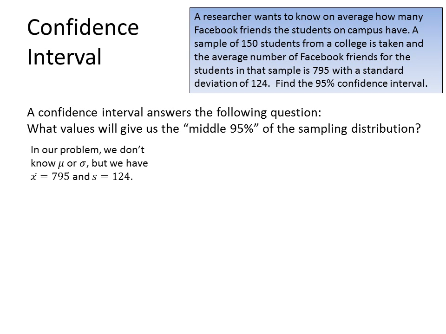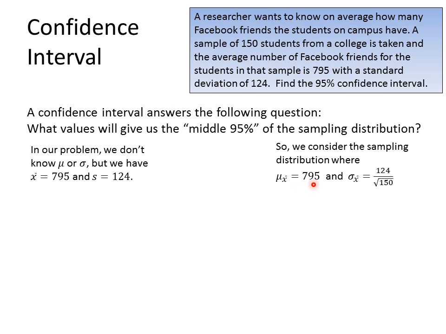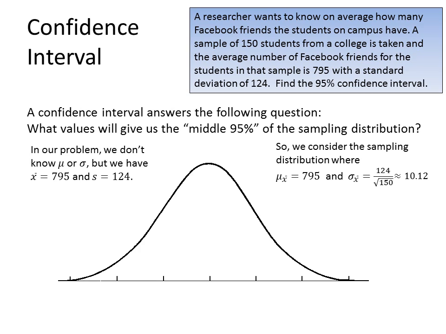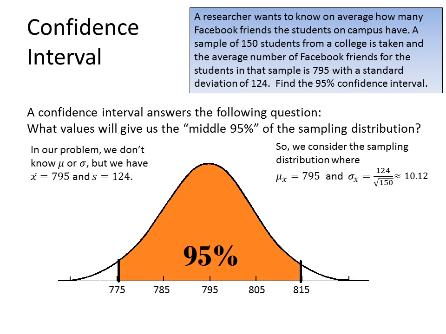Now, since we don't know mu and sigma, we're going to use x bar and s in their place, so we could say that our sampling distribution is going to have an average of 795 and a standard deviation of 124 divided by the square root of 150, which is around 10, a little over 10. So, since our sample is big enough, we know that it's going to be normally distributed, and we can approximate our average and standard deviation. And so we're looking for the values that are going to give us the middle 95%.